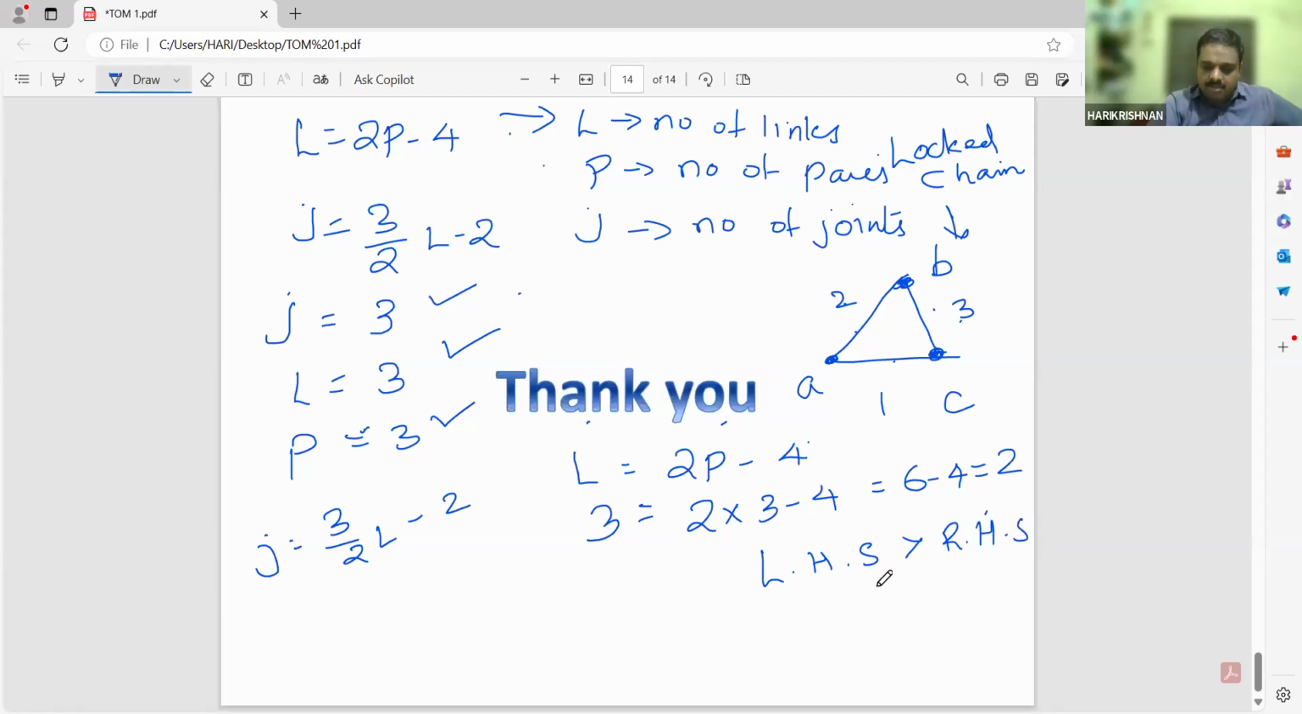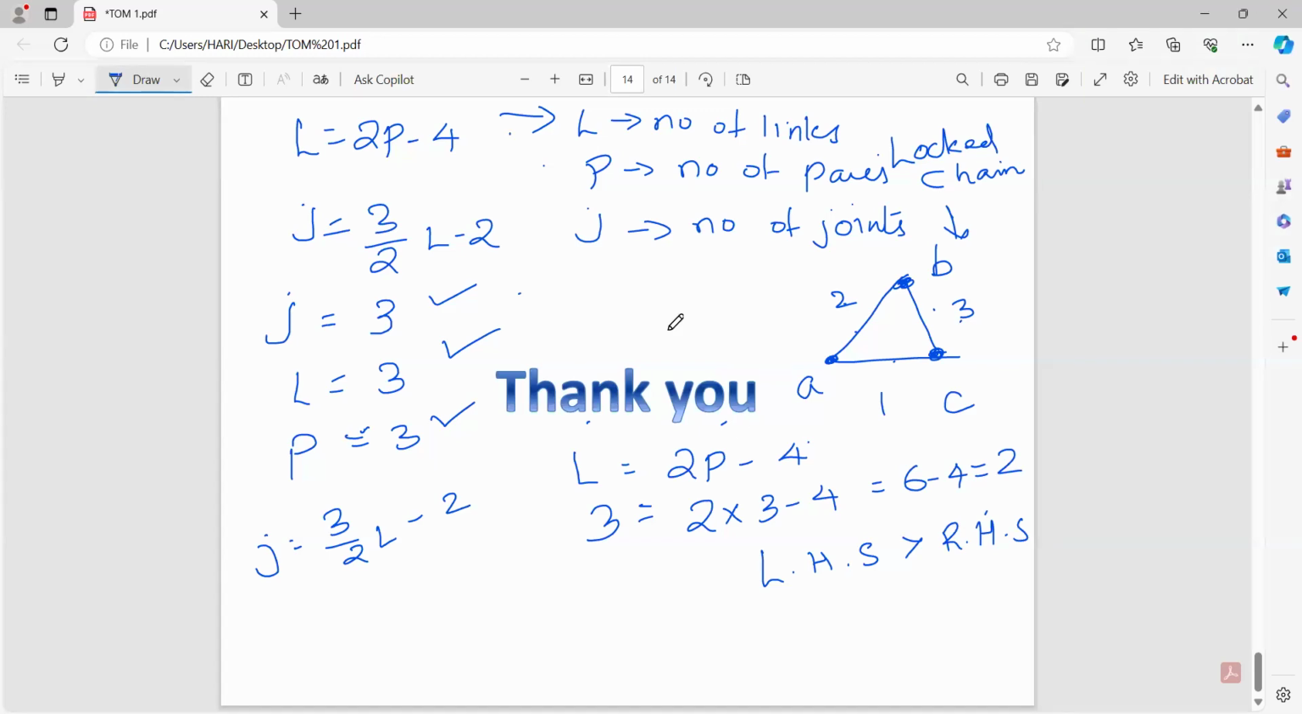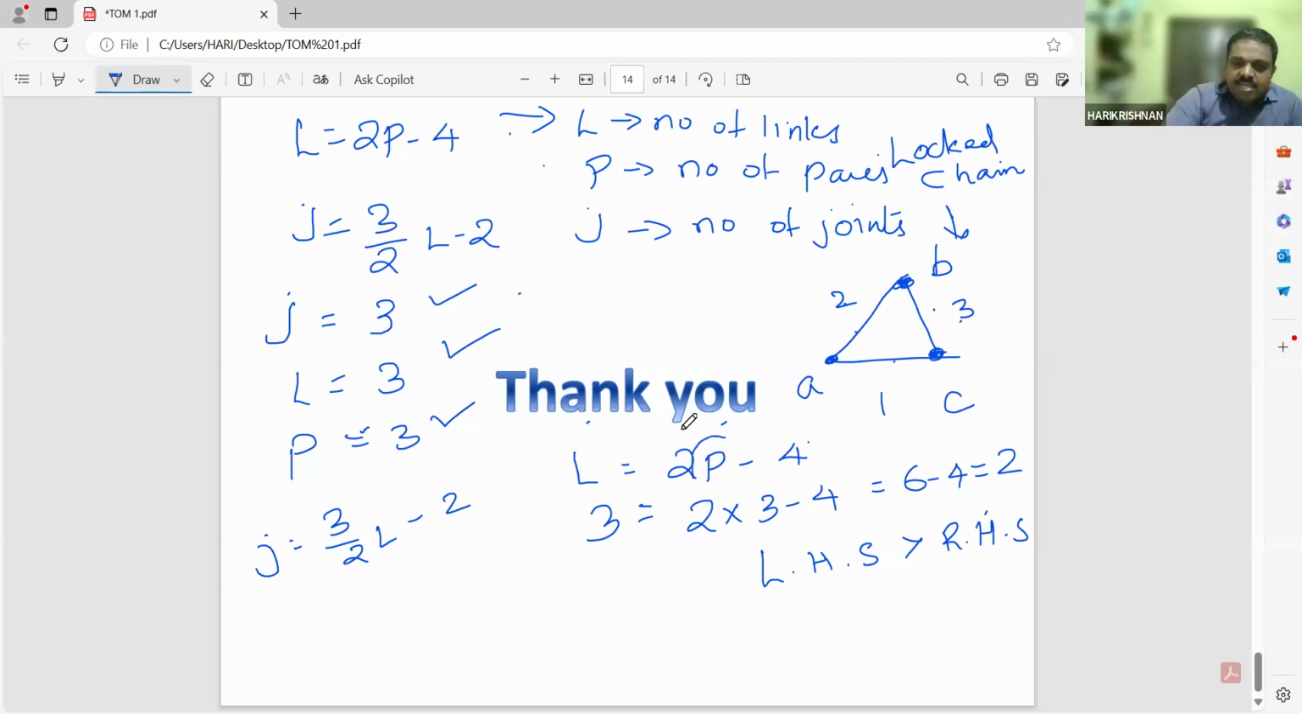How did you come to get this one? Any doubt? You said L equals 2p minus 4. Where did the 4 come from? This is the relation between the number of links and the pairs. That is, L is equal to 2p minus 4.